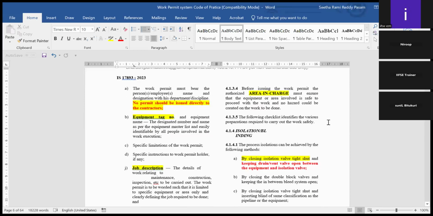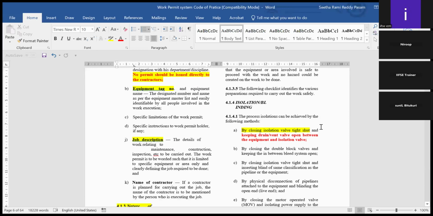And also the following checklist identifies the various preparations required to carry out the work safely. So in the checklist itself, first you will identify the hazards. Following that, you will have the safety precautions. If those precautions are not sufficient based on the nature of the job or type of activity, then you can write additional precautions following that safety precautions section, so that they will follow all those instructions.